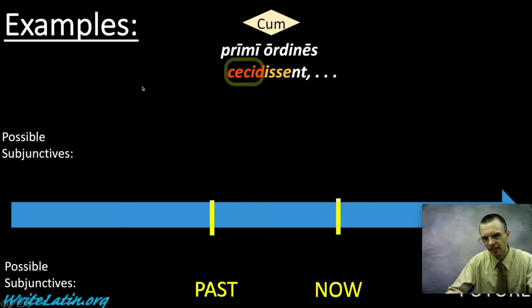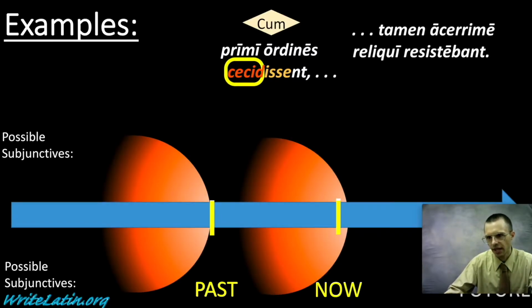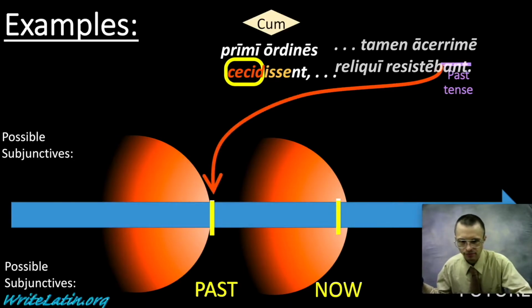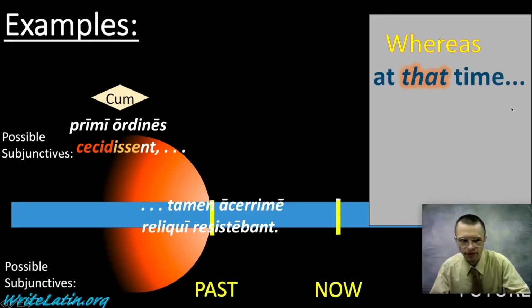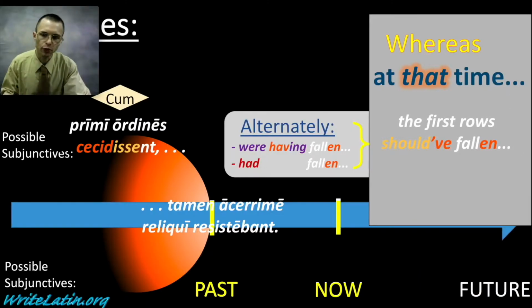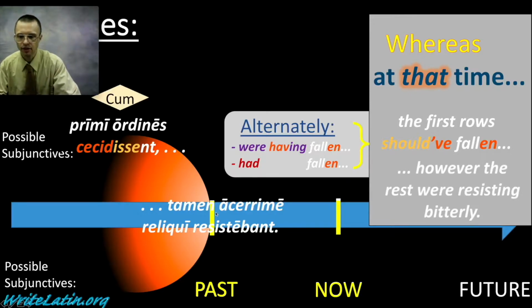Cum primi ordines cecidissent, it's going to be one of those two. Tamen acerrime reliqui resistebant. Well, bant is past, so it's going to be the left one. All right, put it in place. Whereas at that time, the first rows should have fallen. Alternately, you could use their way of translating it like an indicative, were having fallen or had fallen. Tamen, however, the rest were resisting bitterly.